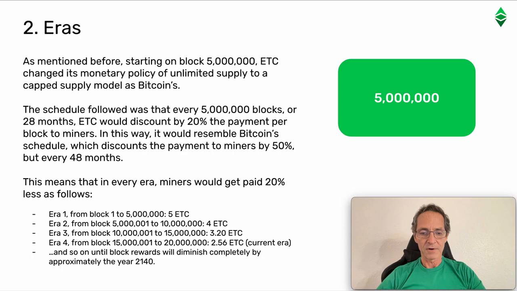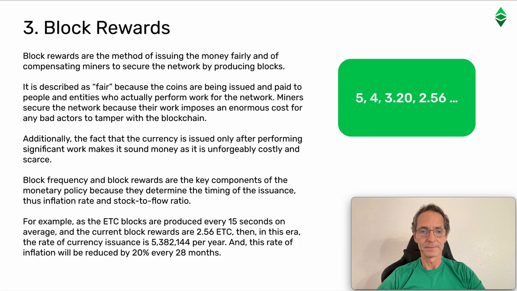Era 1, from block 1 to 5 million, 5 ETC per block. Era 2, from block 5,000,001 to 10 million, 4 ETC. Era 3, from block 10,000,001 to 15 million, 3.20 ETC. Era 4, from block 15,000,001 to 20 million, 2.56 ETC, which is the current era, and so on until block rewards will diminish completely by approximately the year 2140.